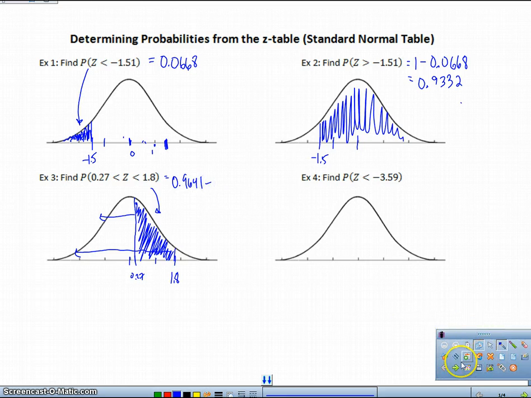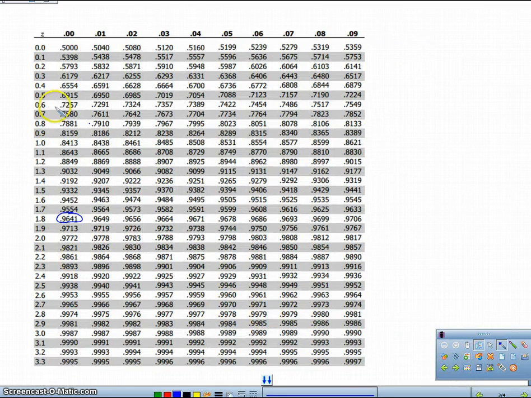So 0.9641 minus, we've got to find 0.27. So 0.27 is right here, which is 0.6064.